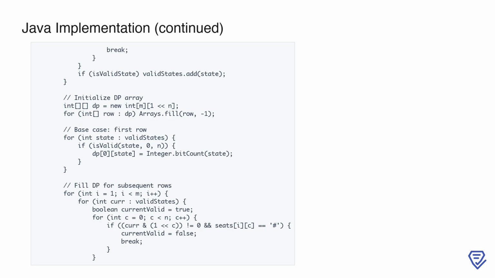For the base case, which corresponds to the first row, we iterate through all valid states. If a state is valid for the first row, as determined by the isValid function with a previous state of 0, we calculate the number of students seated in that state using Integer.bitCount and store it in the DP table. Next, we proceed to fill the DP table for subsequent rows. For each row, we iterate through all valid states for the current row and check if the state is compatible with the seating constraints. This includes ensuring that no student is seated in a broken seat for the current row. If the state is invalid for the current row, we skip further processing.